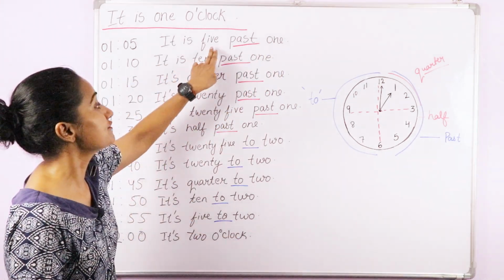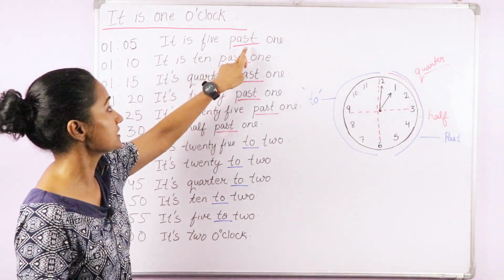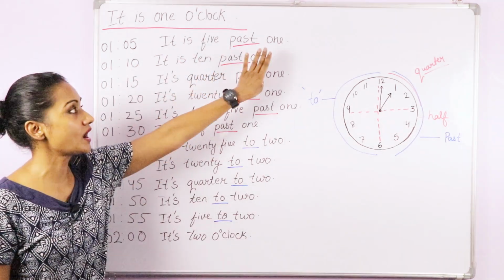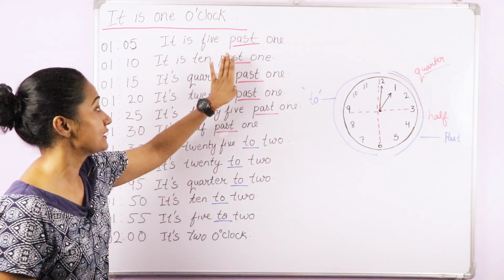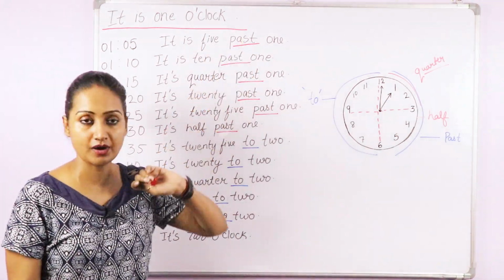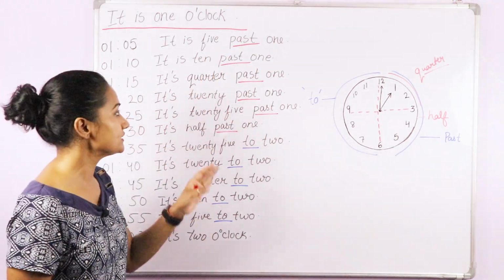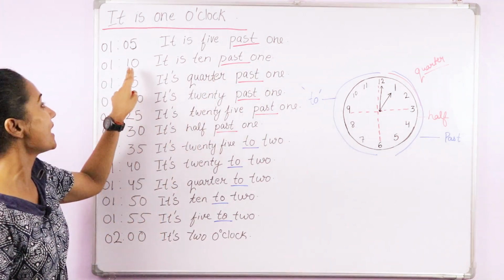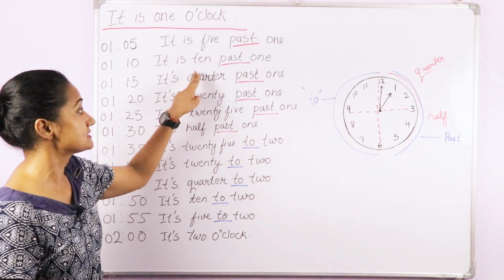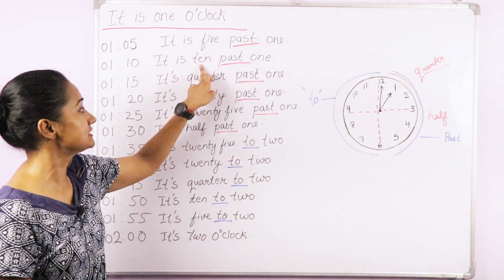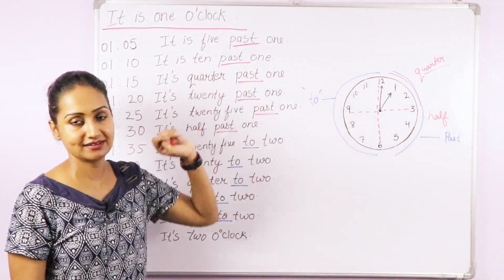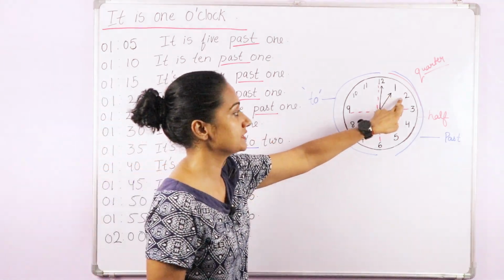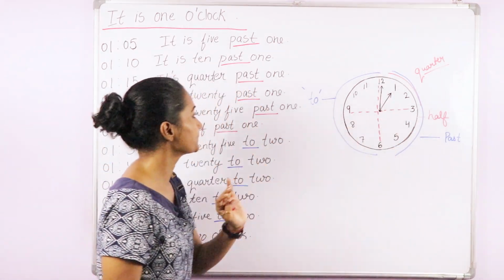So it is 1:05. Hour comes at the end, and first comes the minute, and then the past, and then the hour. This way you have to tell the time. Now next is 1:10. It is 10 past 1, because 10 comes here. Again we are in this area.